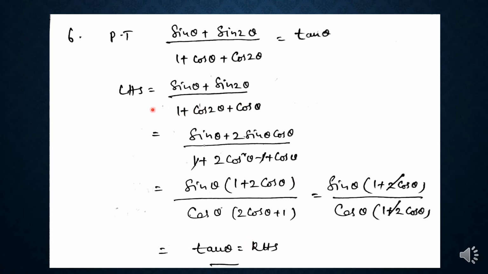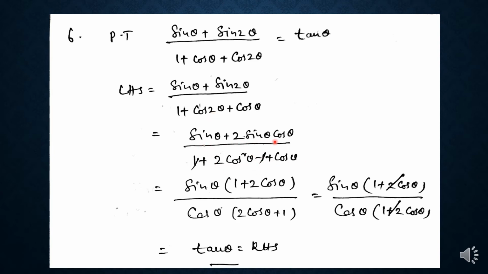Once again see this one. What is in LHS? We have sin theta plus sin 2 theta by 1 plus cos 2 theta plus cos theta. So to get the required result, apply the formula for sin 2 theta and cos 2 theta. What is sin 2 theta? That is 2 sin theta cos theta divided by 1 plus, what is cos 2 theta? We substituted 2 cos square theta minus 1 in the place of cos 2 theta, plus cos theta.